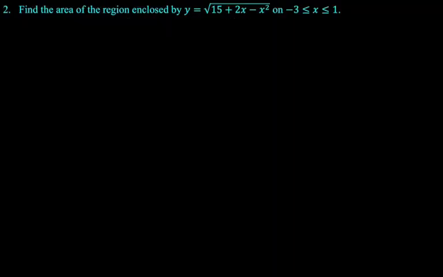Find the area of the region enclosed by y equals square root of 15 plus 2x minus x squared from negative 3 to 1. So really our only hope on this problem is that this is a semicircle because, at this level of calculus, we don't know how to integrate this thing. So we're going to hope it's a semicircle. Let's see if we can make any progress on that.